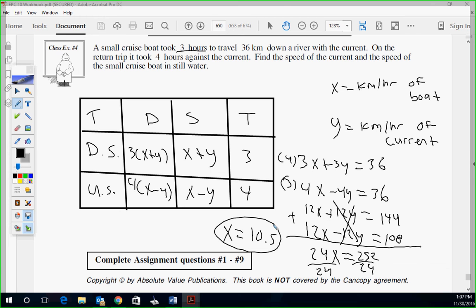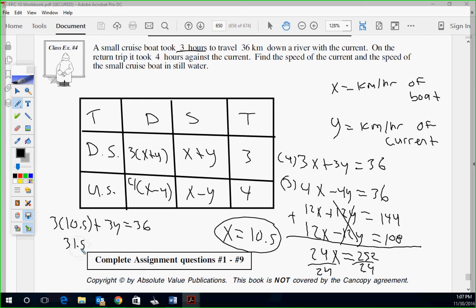Yeah, so we can plug it in and find the y. The question wants both of them, so we need to find y as well. So how can we do that? Either of these is fine. So let's put it right here. The current's obviously going to be a lot slower, because if the current was a lot faster than your boat, it'd take forever to go anywhere. Unless you're going downstream.